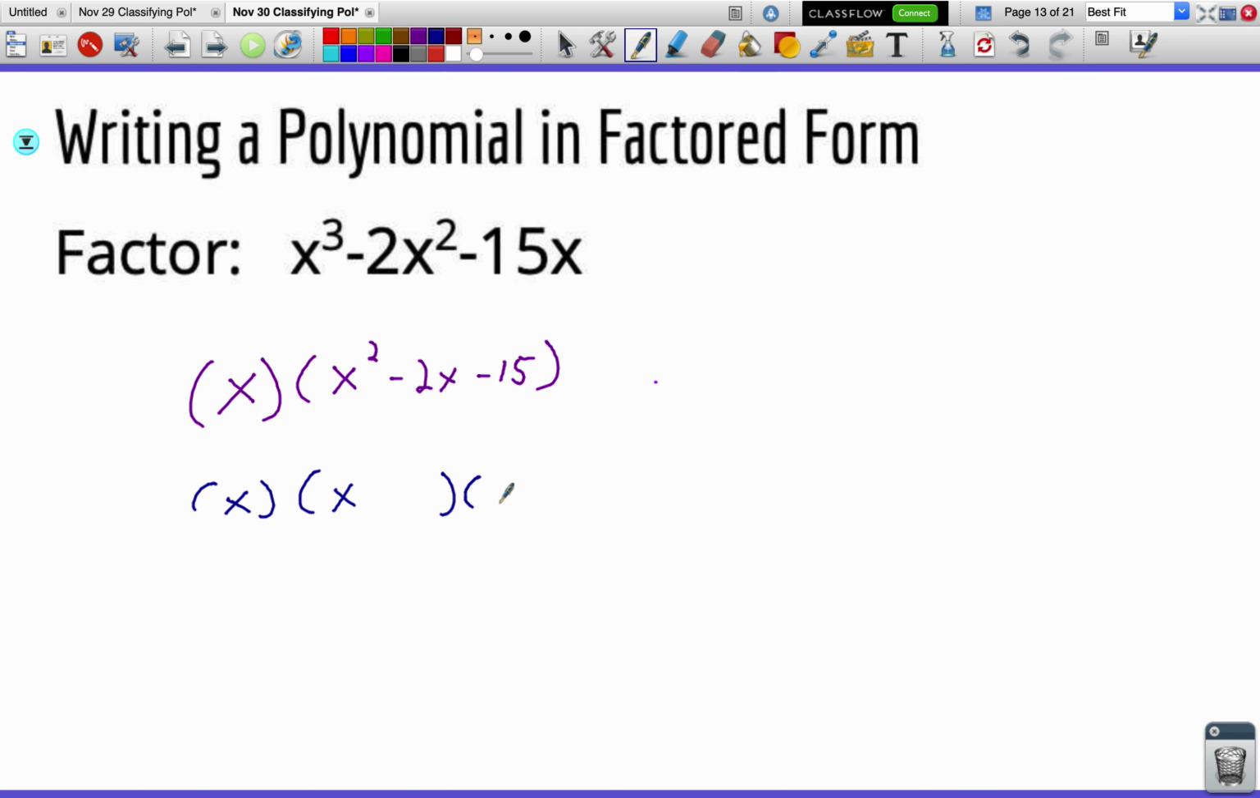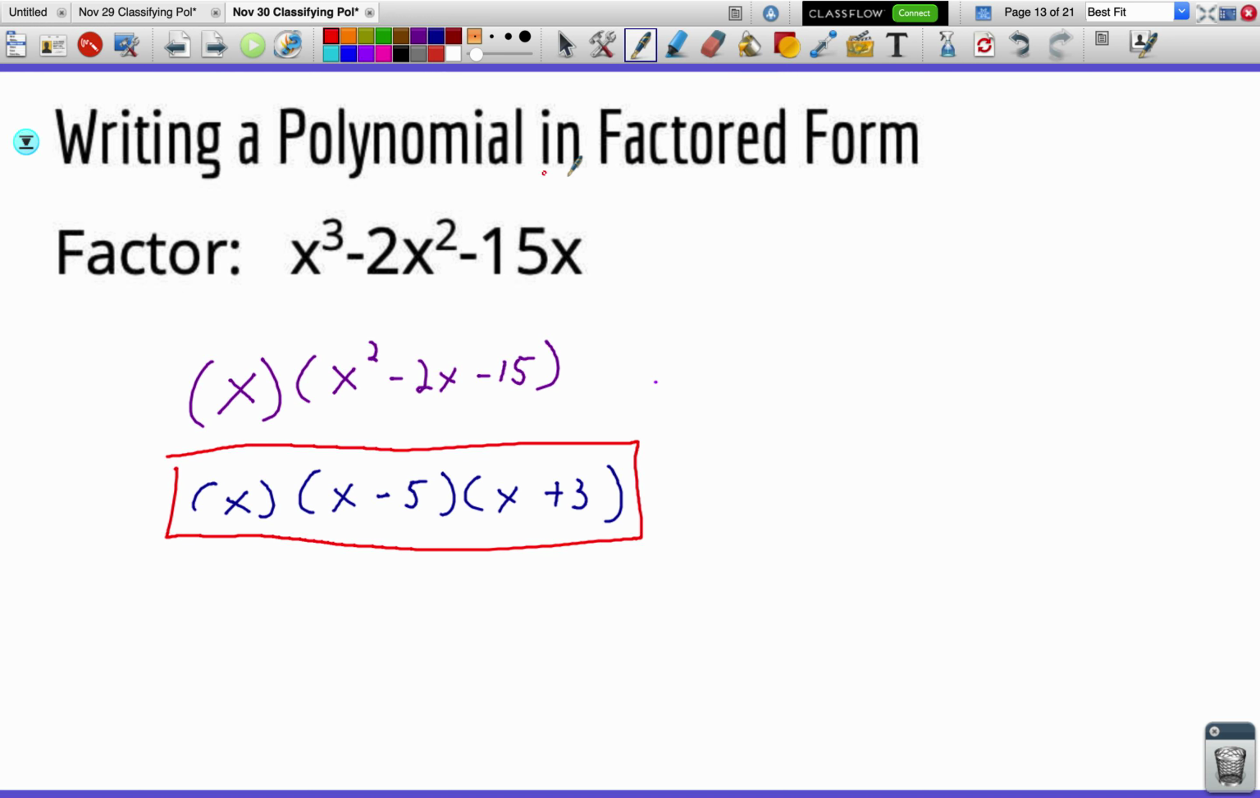So I can write out my 2 linear factors and then ask the question, what 2 numbers multiply to be -15, but add to be -2? Those numbers are a -5 and a +3. Those 2 multiply to be -15 and add to be a -2. And now this is all the way factored. This right here is considered factored form. Maybe label it as such and say that these pieces are linear factors.